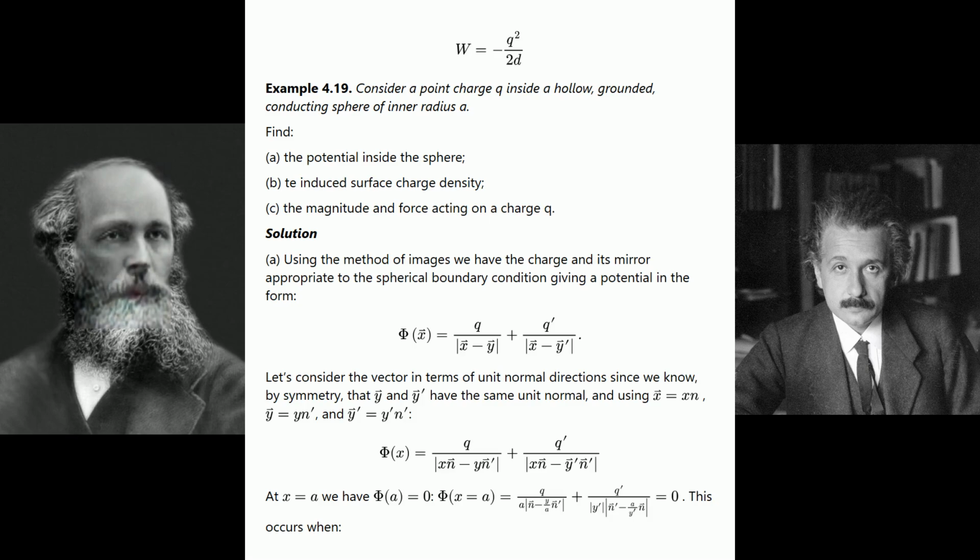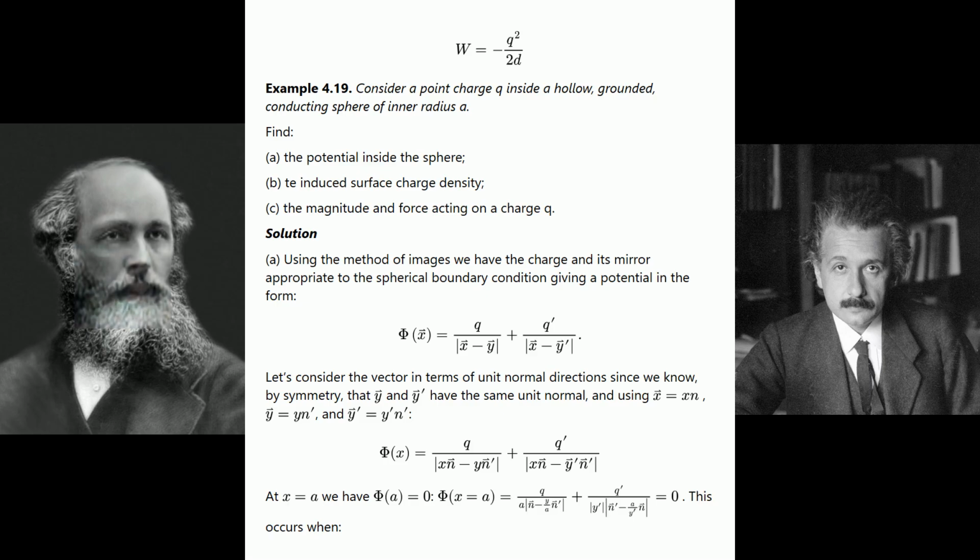Example 4.19. Consider a point charge q inside a hollow, grounded, conducting sphere of inner radius a. Find A. the potential inside the sphere, B. the induced surface charge density, C. the magnitude and force acting on the charge q.